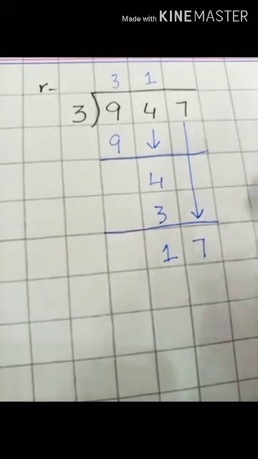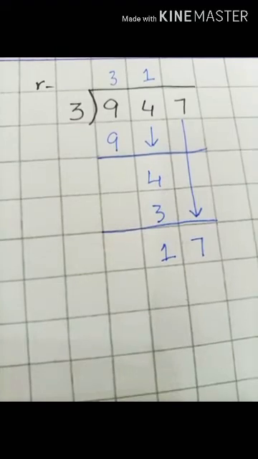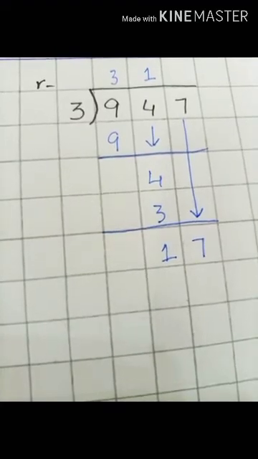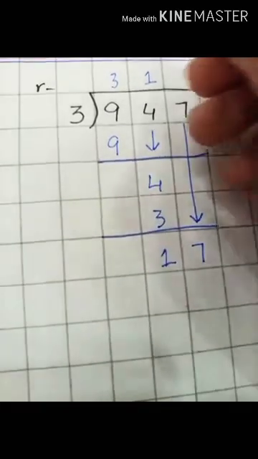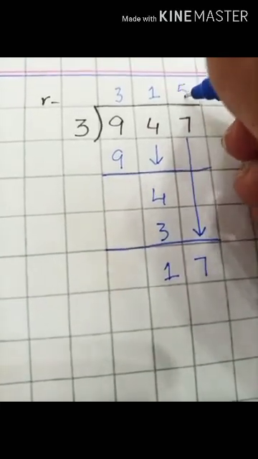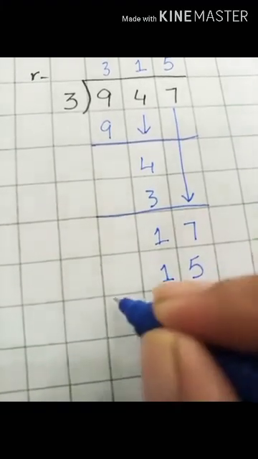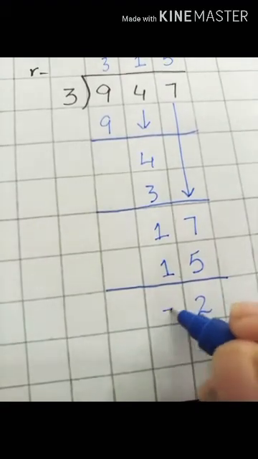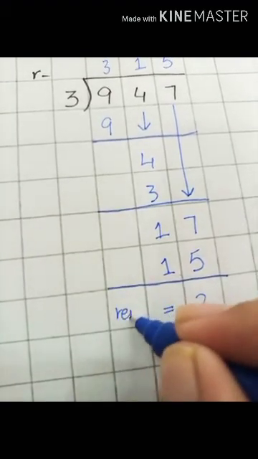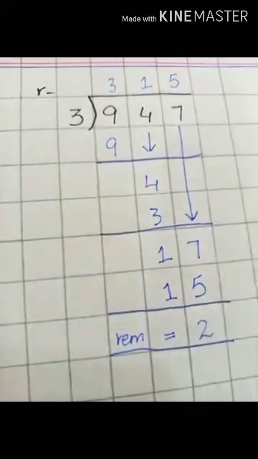Now I can divide it. 3 ones are 3, 3 twos are 6, 3 threes are 9, 3 fours are 12, 3 fives are 15 and 3 sixes are 18. So I can't write the 18. I will have to write 3 5s are 15 here. Students, tell me the next step. Yes, our next step is subtraction. 7 minus 5 is the number 2. This will be my remainder. Okay students, because I can't divide it further and my quotient is 315.